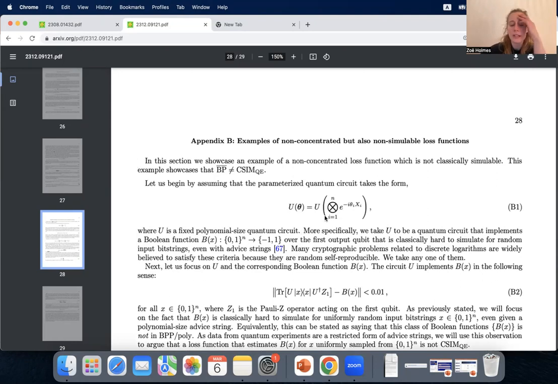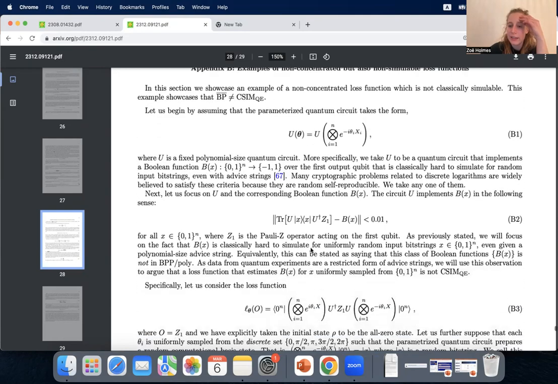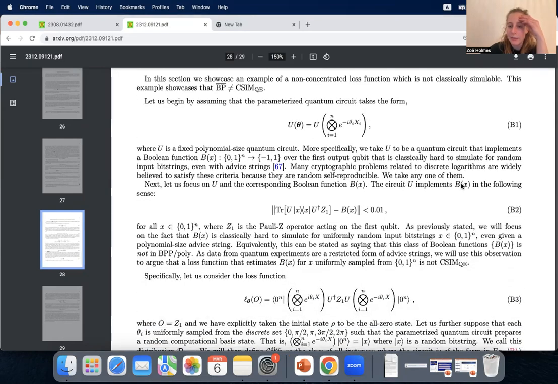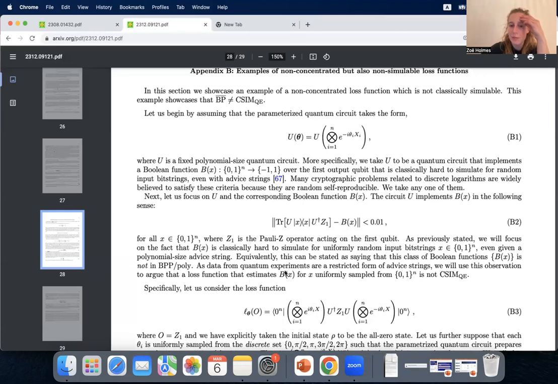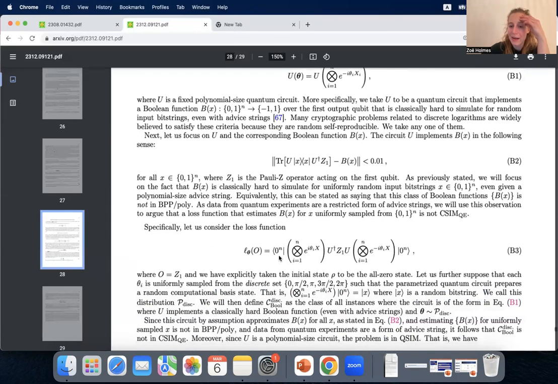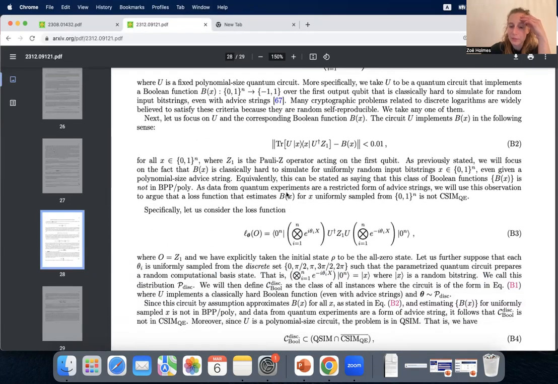So what we do is we consider this circuit where we have an initial layer that prepares a random computational basis state. And then we have U being a fixed depth quantum circuit that implements a Boolean function. It can always implement the Boolean function to some accuracy. And then based on the fact that Boolean functions are hard to estimate classically, we can argue that this is going to be a hard loss.